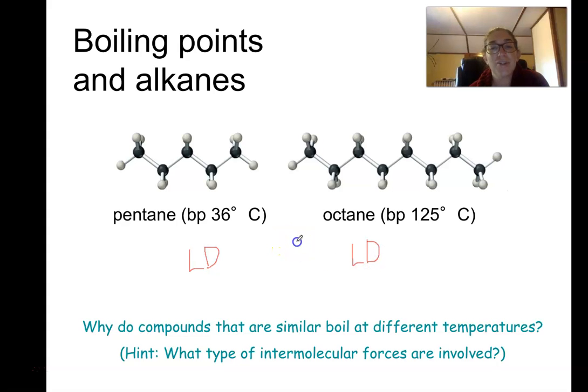But the London dispersion forces of the octane are greater than the London dispersion forces of the pentane because it is larger, all right? So with the larger molecule, there are more atoms there to have temporary dipoles. And so there are more London dispersion forces, and that makes it have a higher boiling point.